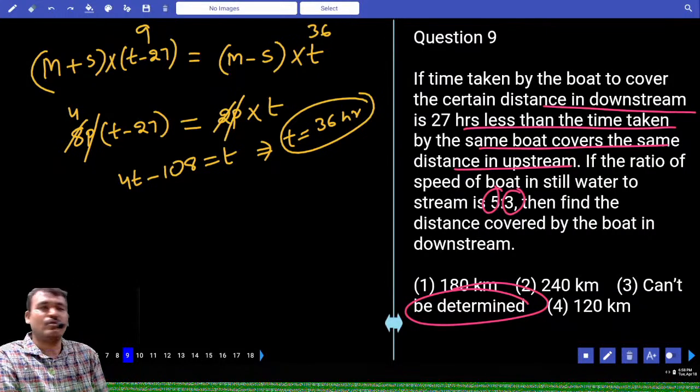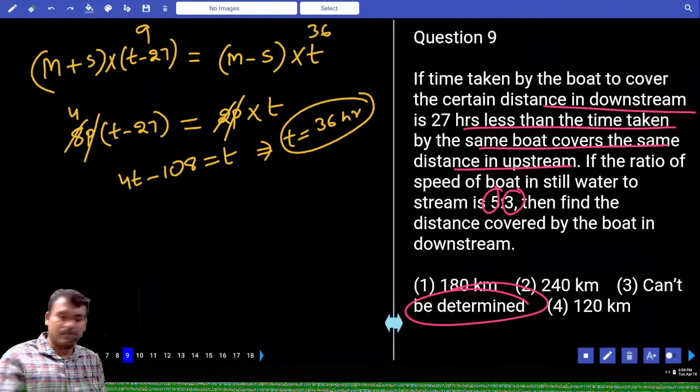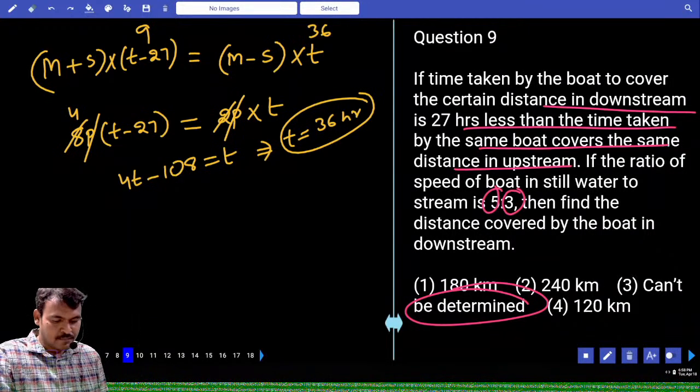We know the time but we don't know the speed value. Then the answer cannot be determined.